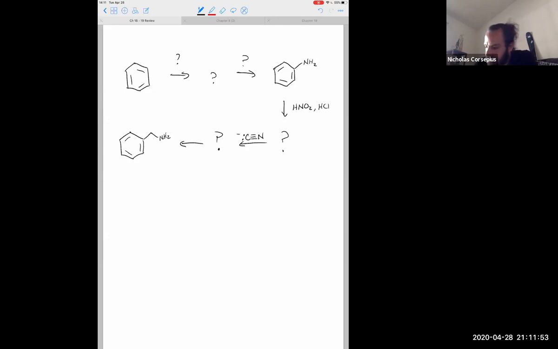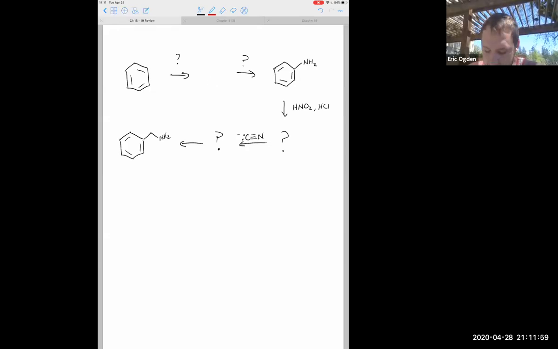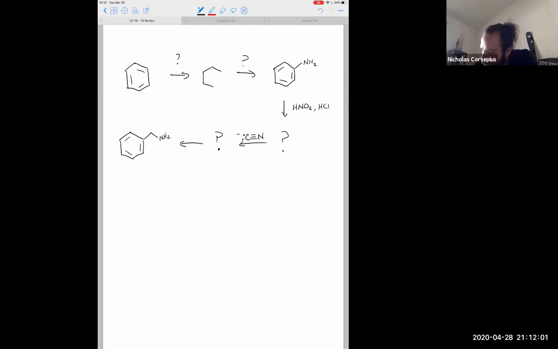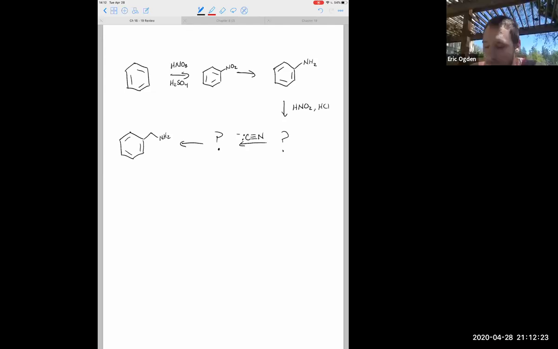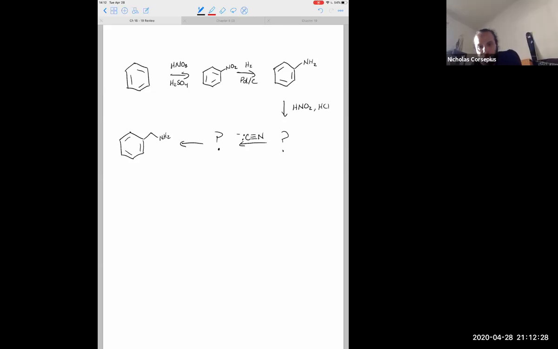All right, what's the first step? I converted benzene to nitrobenzene with nitric acid and sulfuric acid. Yes. We need to get to nitrobenzene because then we can convert that to an aniline, and nitric acid with a sulfuric acid catalyst will do it. Then to turn a nitro group into an amine group, palladium catalyst and hydrogen gas. Yep, we're going to reduce it with palladium catalyst and hydrogen gas.